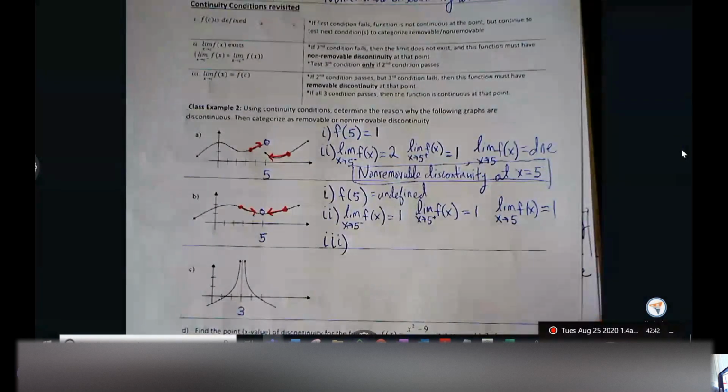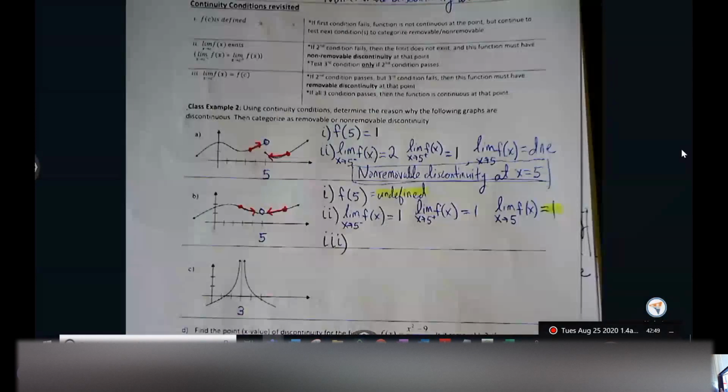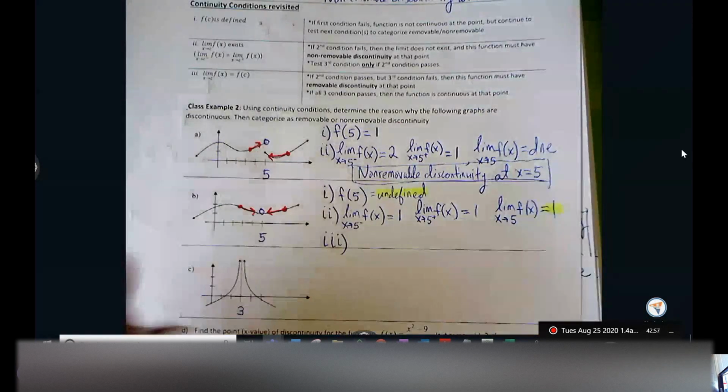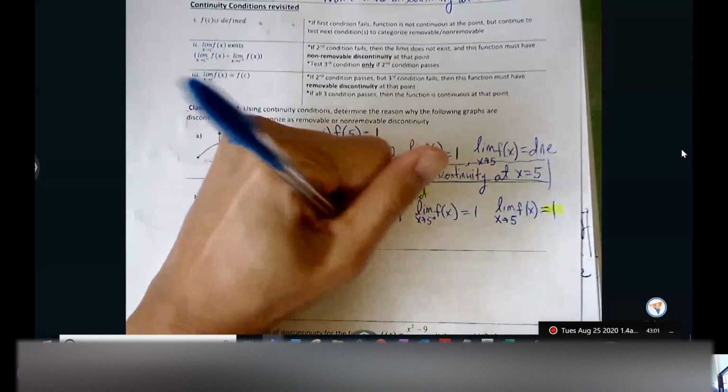So now the third condition, all we do with the third condition is we look at what we gathered from the first and the second one, and we just compare those values. Are they the same or are they not the same? Obviously, in this case, not the same. So we say the limit as x approaches 5 of f of x does not equal f of 5.